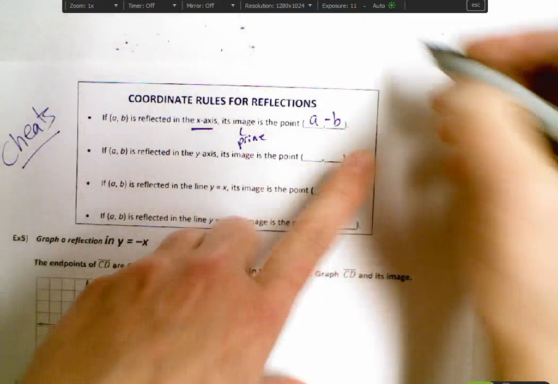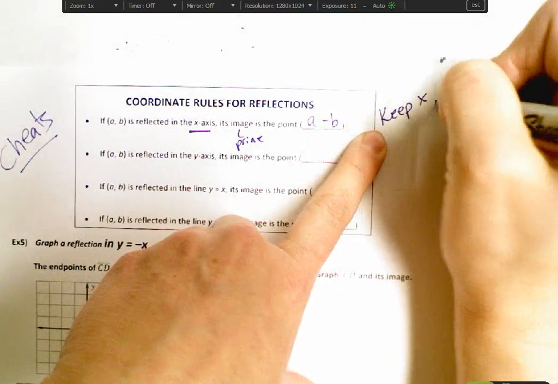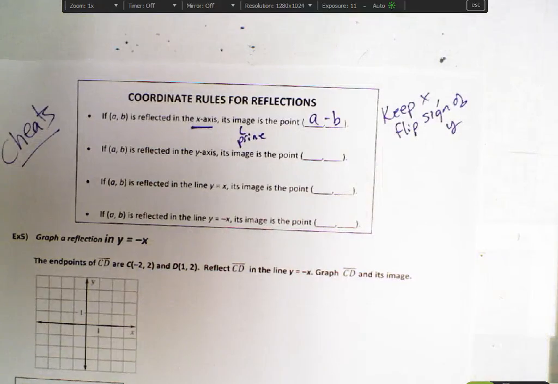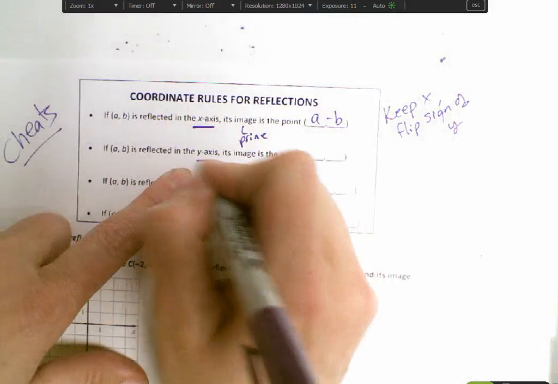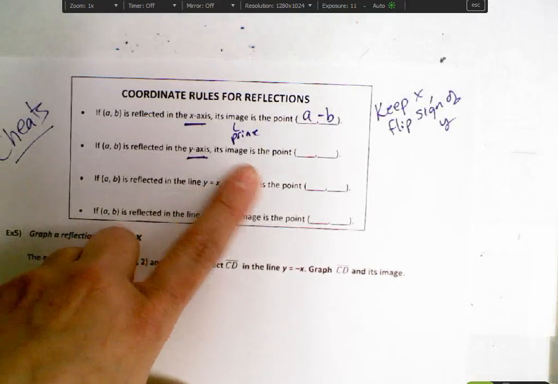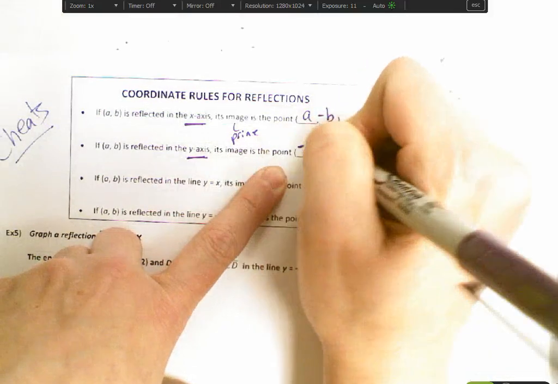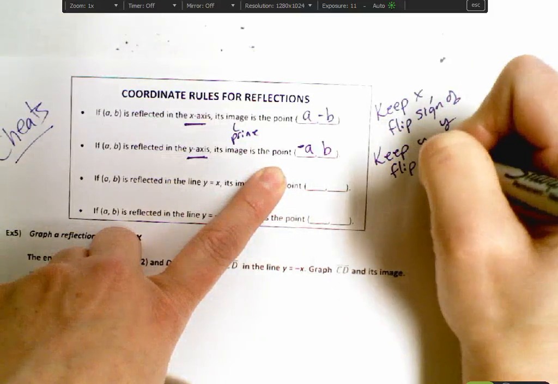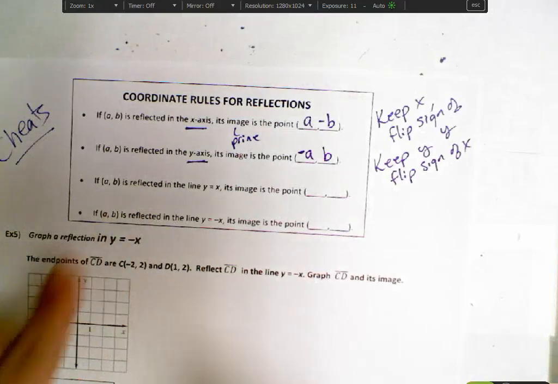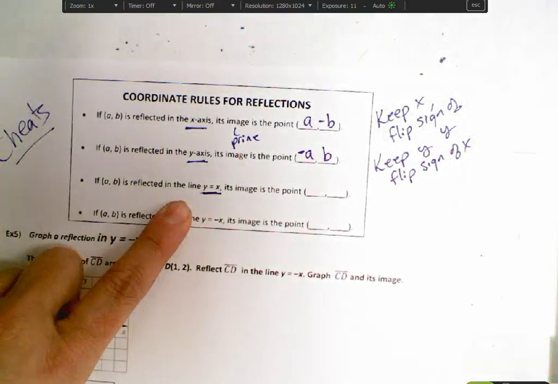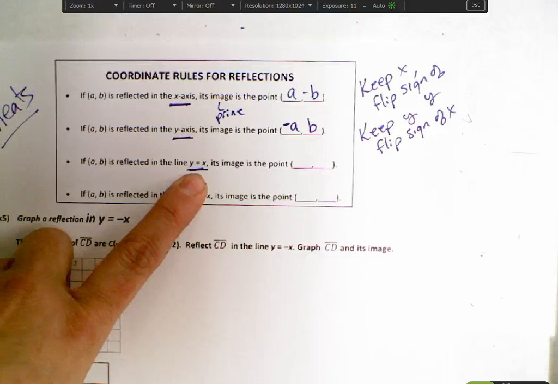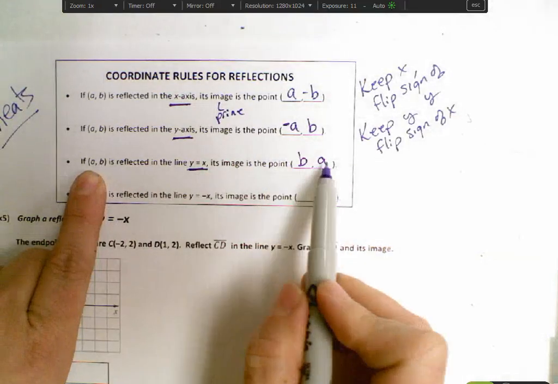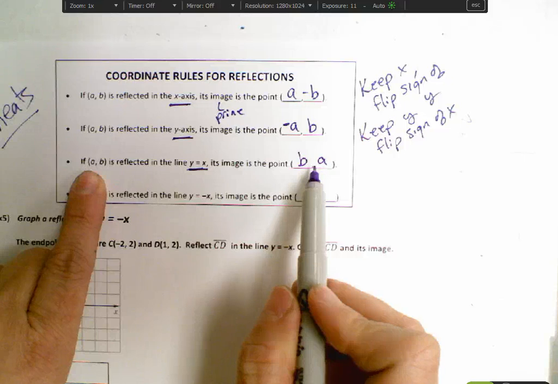Well, what changed? Keep x, flip the sign of y. That's all that means. So if I have a reflection over the y-axis, its image is the point (-a, b). So keep y, flip the sign of x. If I'm reflected over y = x, so it's a positive slope, +1 slope, its image is (b, a). I just switched the position of a and b. Take whatever those values were in the point and flip them.